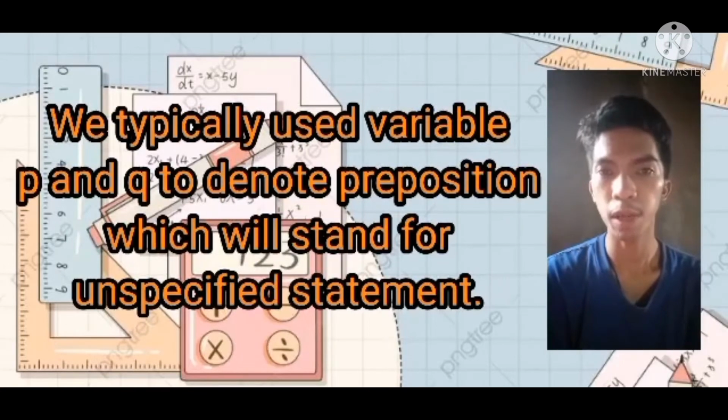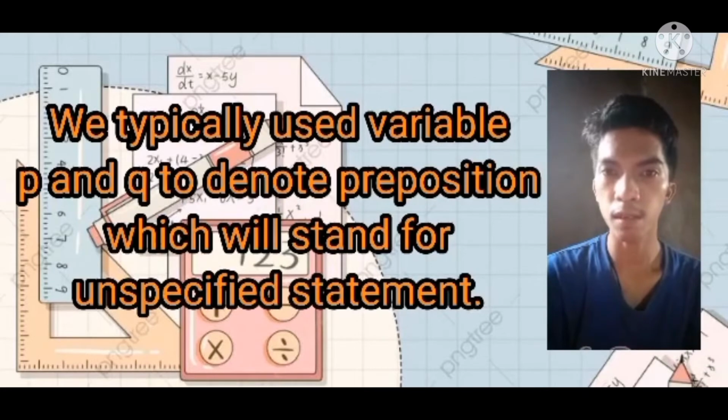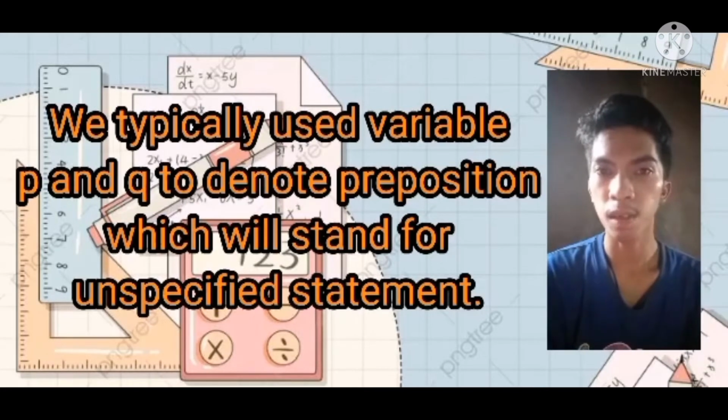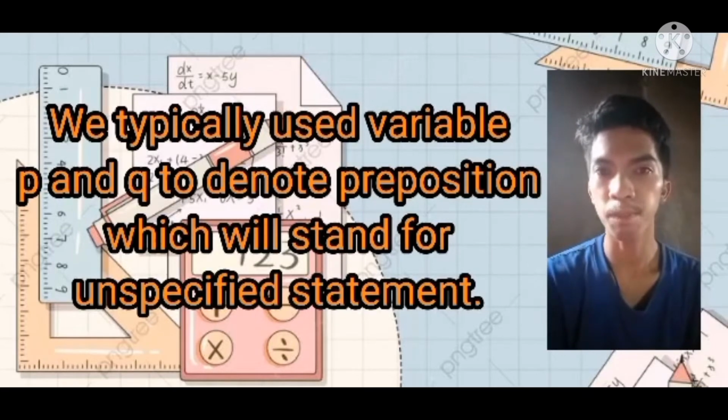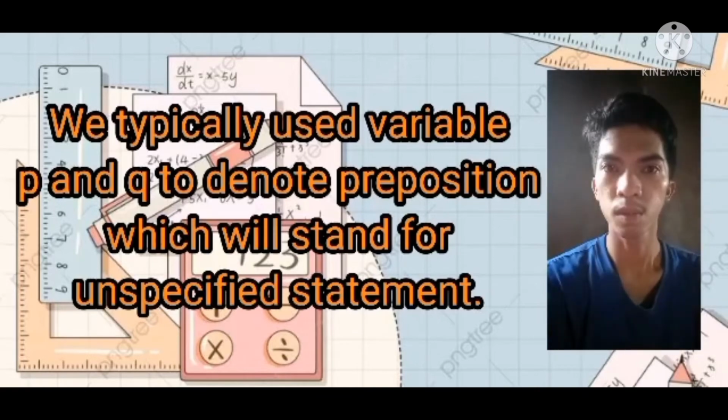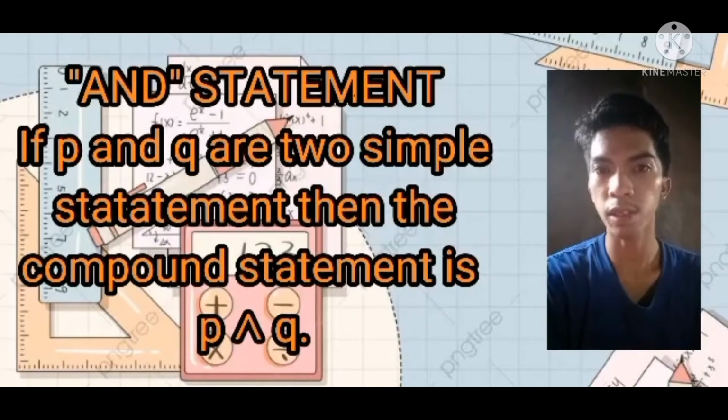We typically use variables P and Q to denote propositions, which stand for specified statements. We use different variables in mathematics, like in algebra, where X will represent a value or a number, and in geometry, P is equivalent to a point, segment, and intersections. So, let's have the first statement, which is the and statement, or the conjunction.